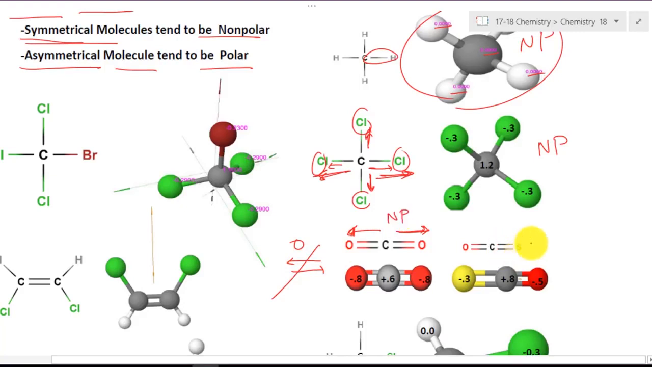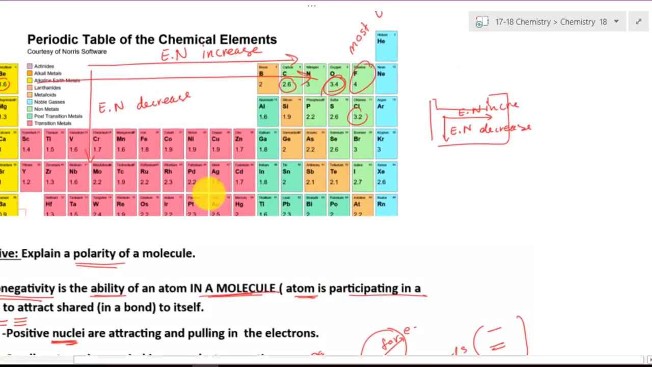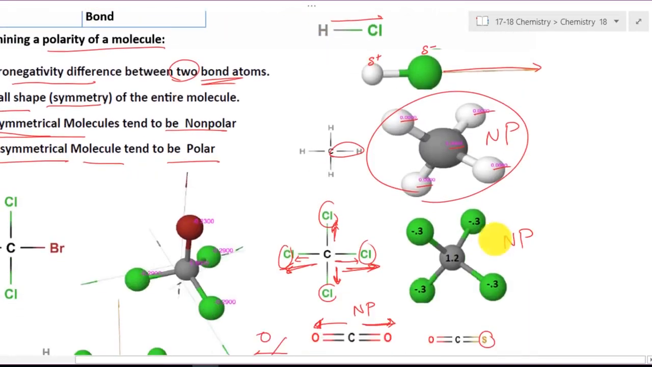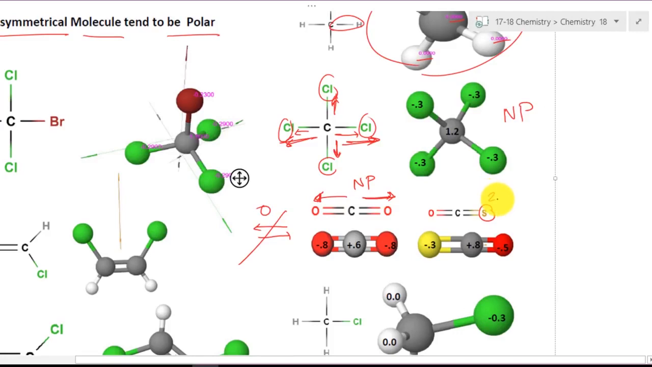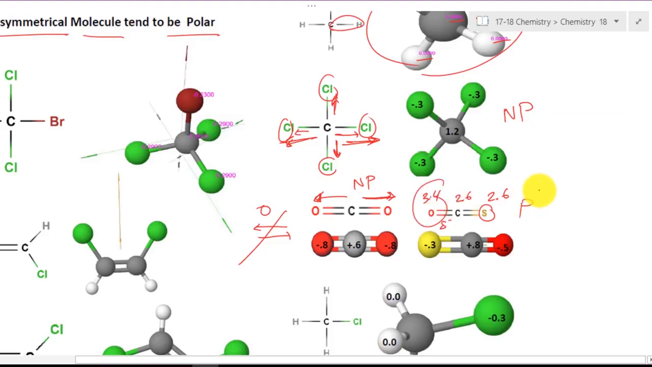Whereas if I change this molecule to another compound, where I take this oxygen and replace it with sulfur, look what happened. Sulfur is 2.6, the same as carbon, whereas oxygen is 3.4. So if we look at this very carefully, this is 2.6, this is 2.6, and this is 3.4. Of course, it's going to have a dipole moment going that way. But is it going to be a lot? No. It's going to be very small. Okay, and this makes this compound polar.